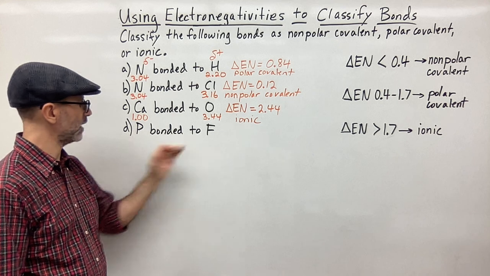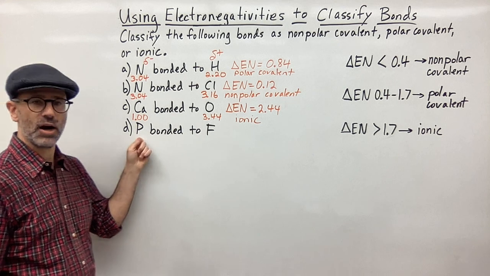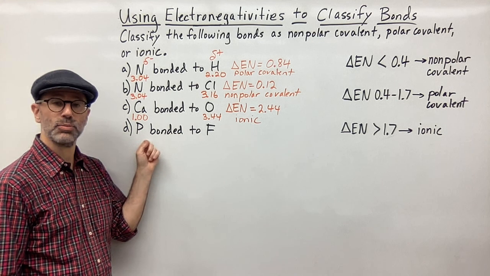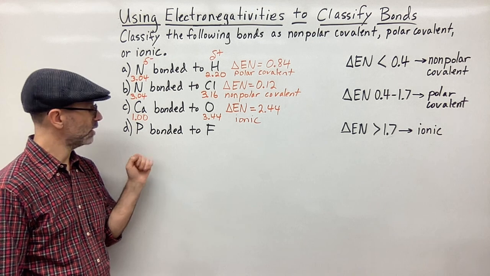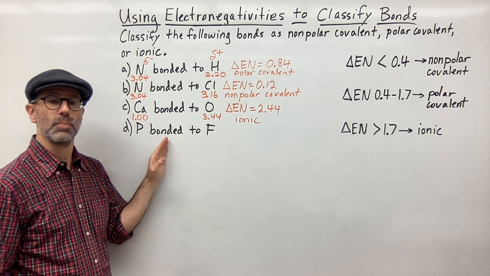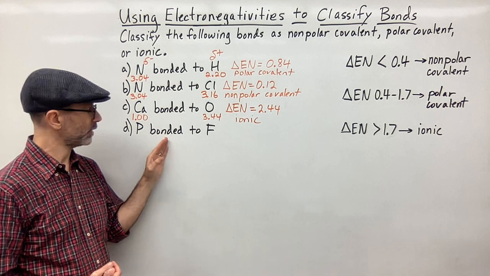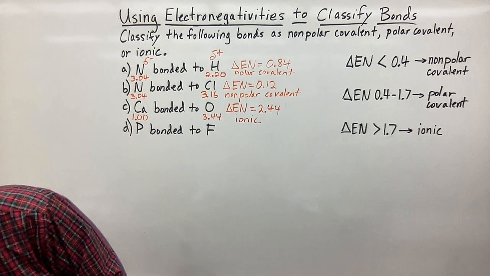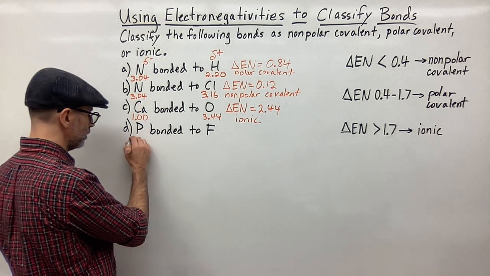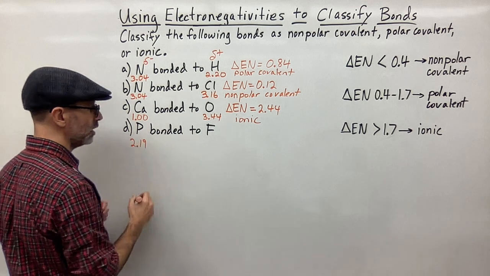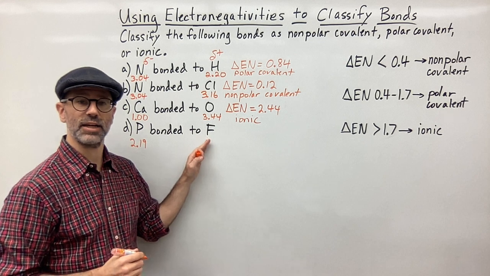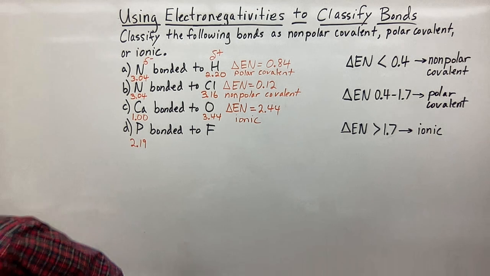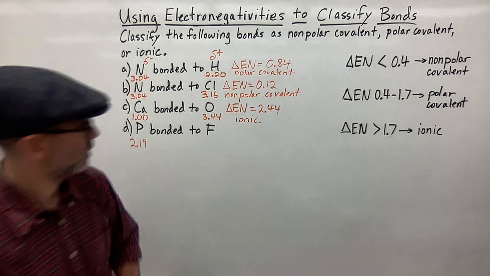So we'll see what that is. Based on the fact that these are nonmetals, we would expect this to be a covalent bond, not an ionic bond. So it's a matter of deciding whether it's polar covalent or nonpolar covalent. So let's take a look. Phosphorus has an electronegativity of 2.19 here. And fluorine, the most electronegative, has an electronegativity of 3.98. Let me double check. Yes, 3.98.